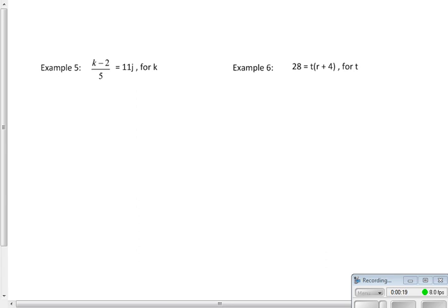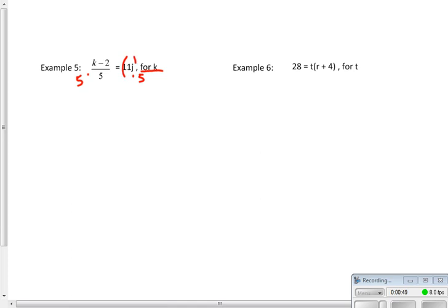Example 5, we still follow those same steps that we wrote down with solving equations. In this case, we need to get k by itself. Notice k is on the left side. Also notice that one side is totally being divided. In this case, it is being divided by 5. So we need to get rid of that division. In order to get rid of the division, we are going to multiply both sides by 5.